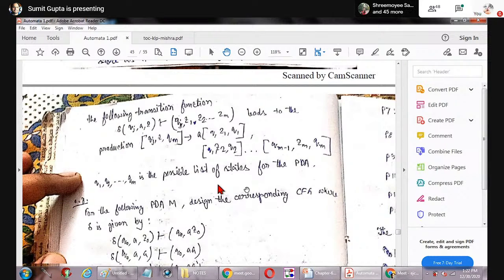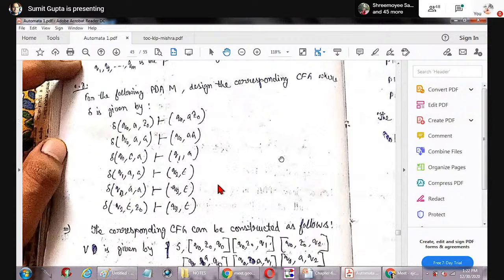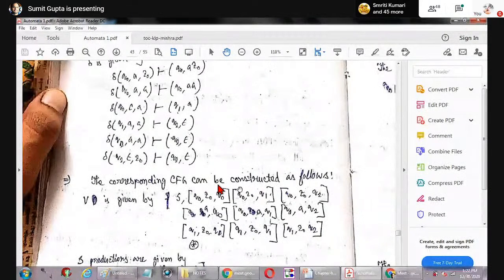Suppose for the following PDA M, design the corresponding CFG. So we have been given a PDA. What we have to do? We have to find out V, sigma, P, S of the context-free grammar. So the corresponding context-free grammar can be constructed as follows. V is given by, what did I say? V should be given by sigma union what? All the productions of the form Qi comma Z comma Qj.